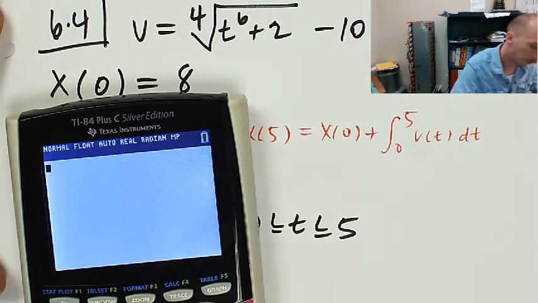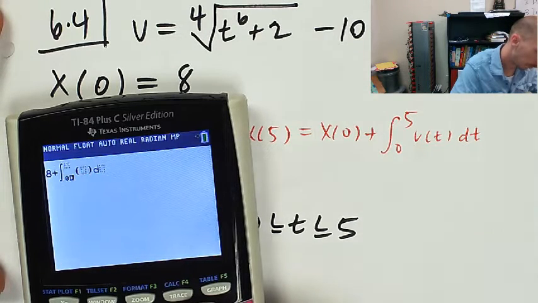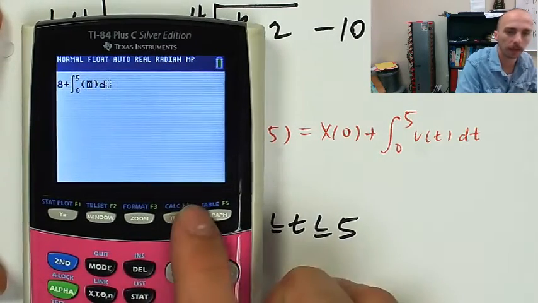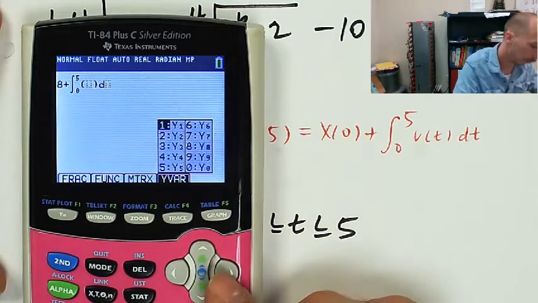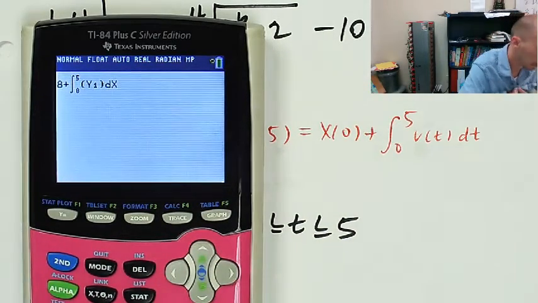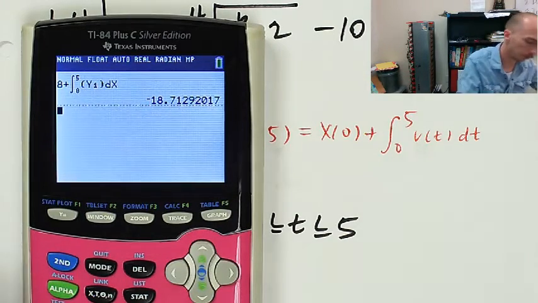And that's in y1. So if I want to do x of 0 is 8 plus the integral I get by pressing math and 9 from 0 to 5 of v of t I programmed into y1, I can get that by hitting F4. So I go to F4 and choose y1 with respect to the x. It's going to think for a second. I get negative 18.712.